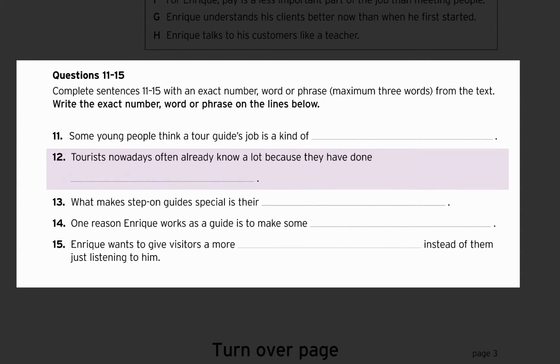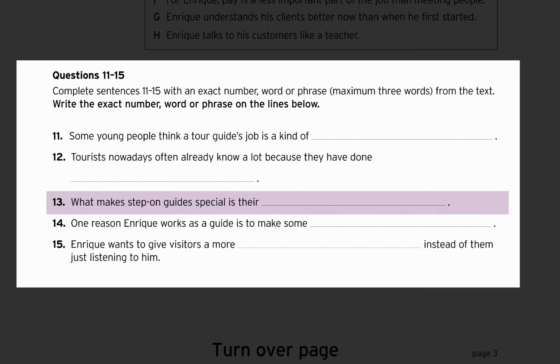Number 12. Tourists nowadays often already know a lot because they have done what? Again, it's a noun. It's something. Maybe they've done some thinking before they go away. Can you remember the text? You could answer this question in your mind and then read and check.